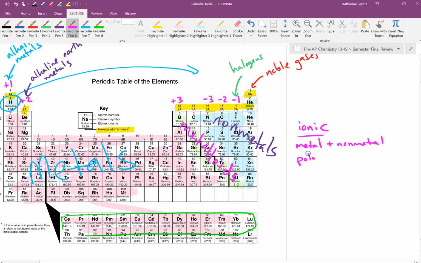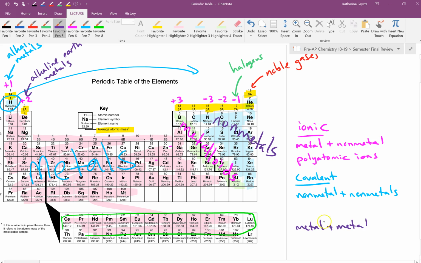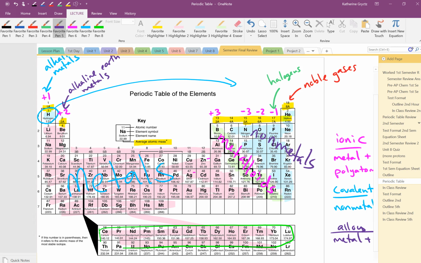Or you're looking for things with polyatomic ions. Okay, and then for covalent, you're looking for non-metal with more non-metals. Okay, and then what we just learned in this last unit was if you put a metal with another metal, it's called an alloy. That's a mixture of metals. Okay, so we're not doing that, we're just doing ionic versus covalent, so you have to be able to find them.